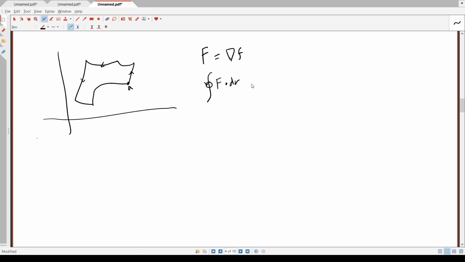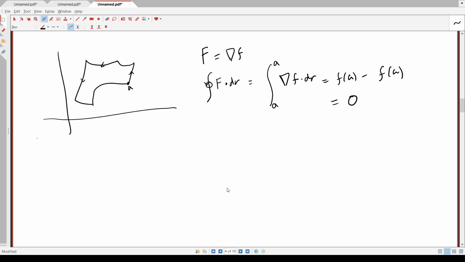Okay, so if this was conservative, then I would pick a point, and my bounds would be integrating from point A all the way around to point A. So this would just be f of A minus f of A, whatever my A is, which would be 0. So if I go around a closed loop with a conservative vector field, this integral is going to be 0. Okay, so that's nifty.